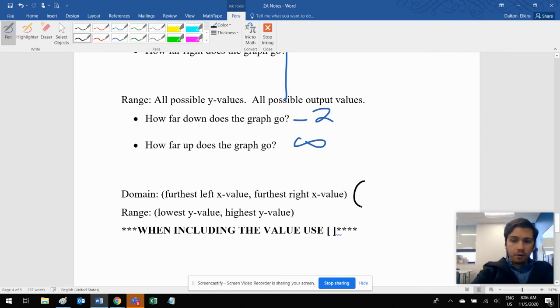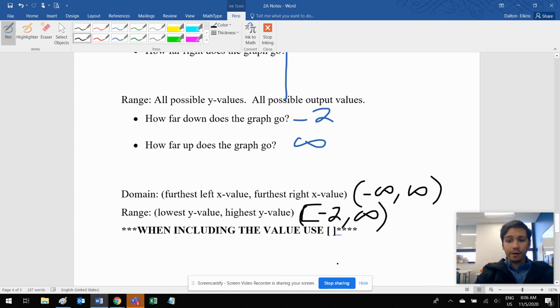When we write our domain, we write the lowest to the highest, the furthest left to the furthest right. And then for the range, it is the lowest, but I'm going to use the bracket because it's a number here that we want to include, to infinity. That's how we write our domain and range.